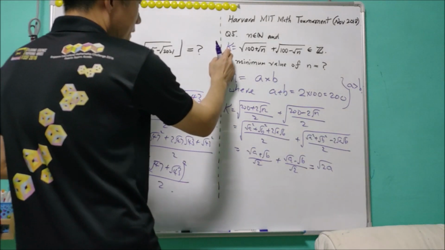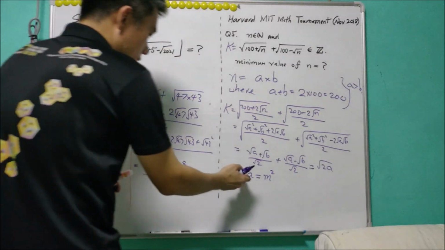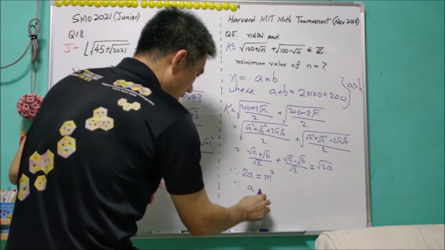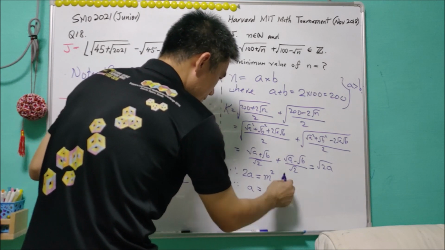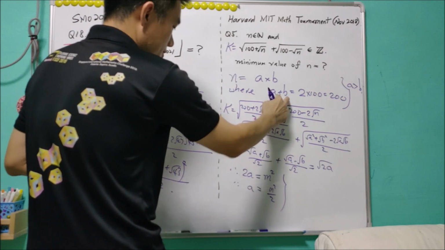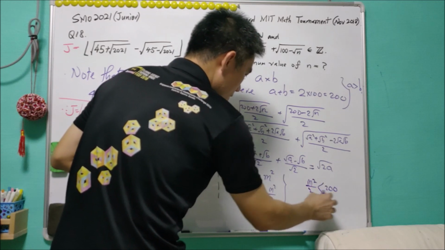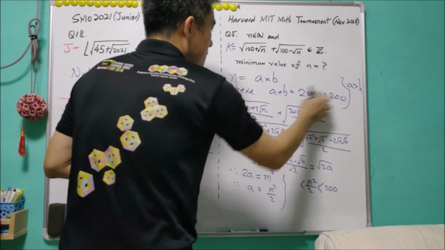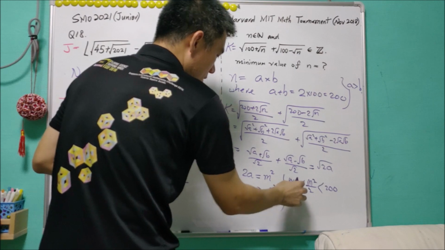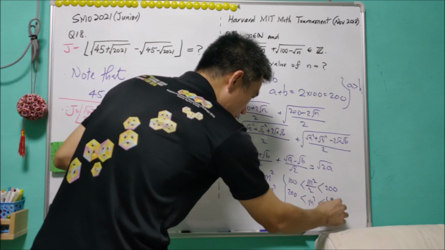And we know that k has to be an integer. If k is an integer, we know that 2a has to be equal to m squared, where m is an integer. And therefore, a equals m squared over 2. Now we know that the sum of a and b is equal to 200. So a must be less than 200. And because the sum equals 200 and a is greater than b, a has to be greater than 100. So m squared must be in between 200 and 400.